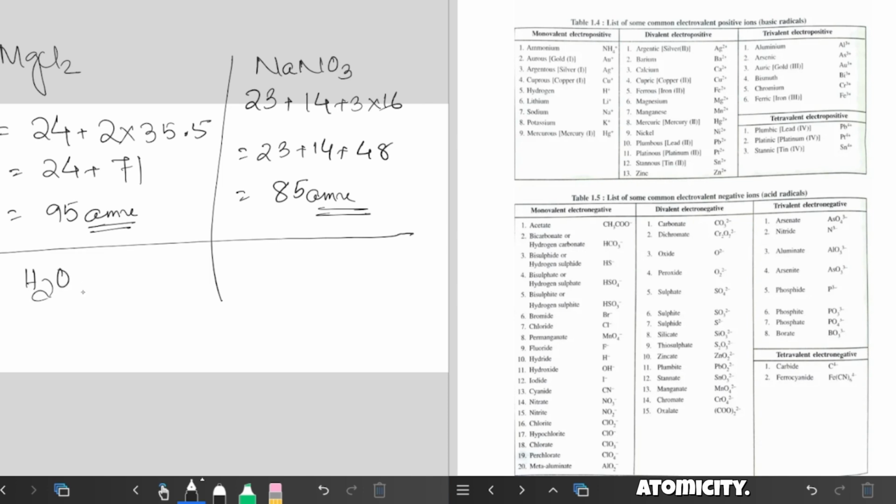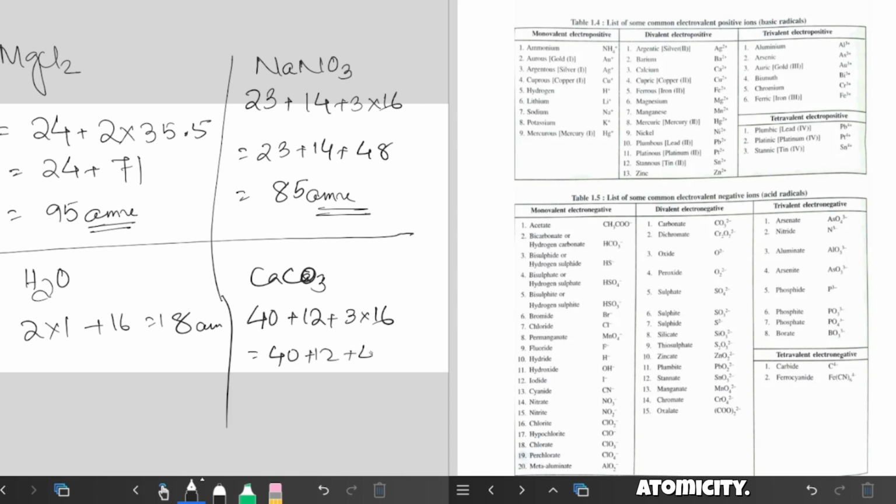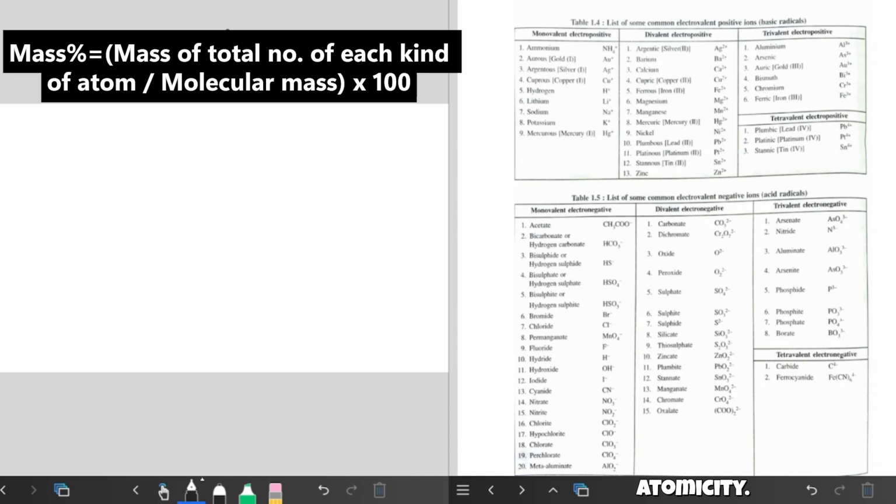Let's say H2O. H2 is how much? 2 into 1 plus 16, that is 18 AMU. Suppose calcium carbonate, CaCO3. So it is 40 plus 12 plus 3 into 16, equal to 40 plus 12 plus 48, that is 100 AMU. Okay, 100 AMU. Understood? Better to write mass of the atom divided by molecular mass.